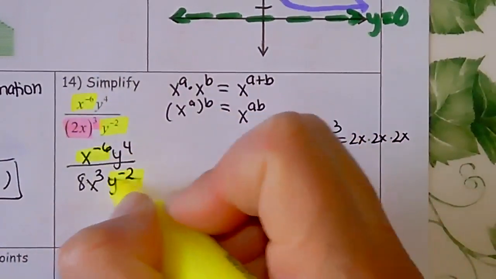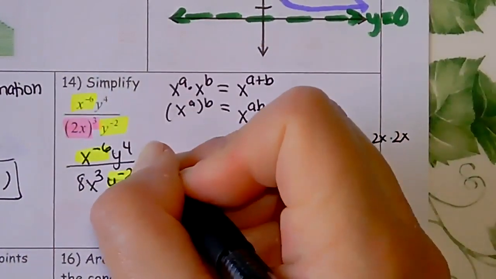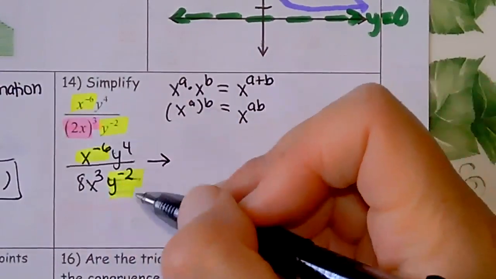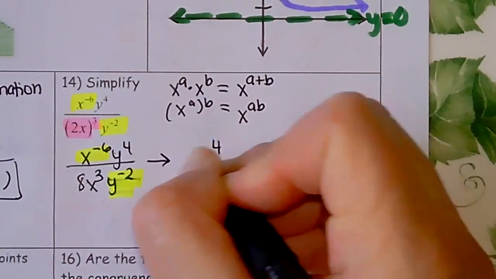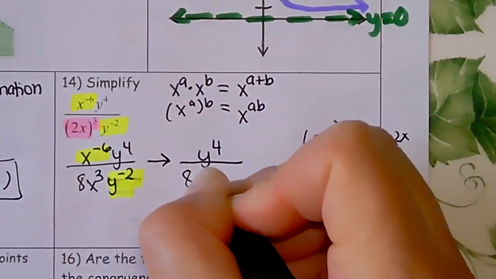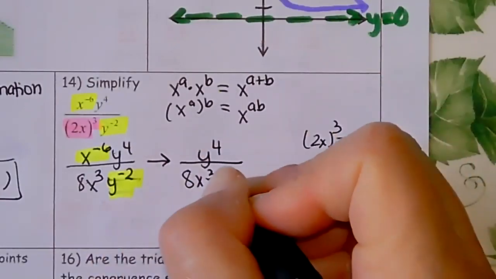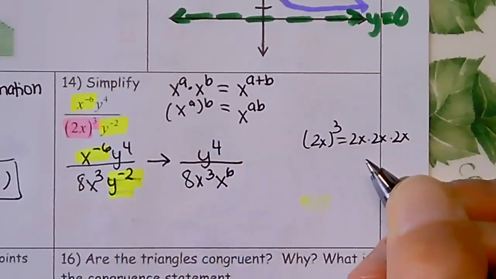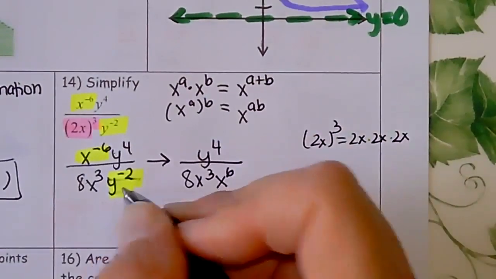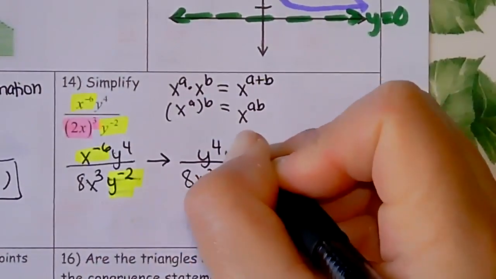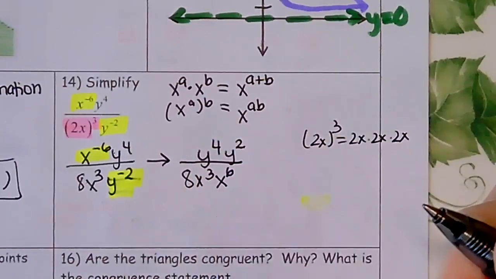Okay, now these do not like those being negative. So if it's a negative, remember you can switch it from top to bottom and then it changes the sign. So my y to the 4th is going to stay. My 8x to the 3rd is going to stay. This x to the negative 6 is going to move to the bottom and become a positive x to the positive 6. My y to the negative 2nd is going to move on top and I'm going to get y to the positive 2nd, okay?